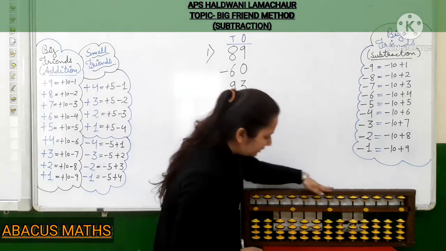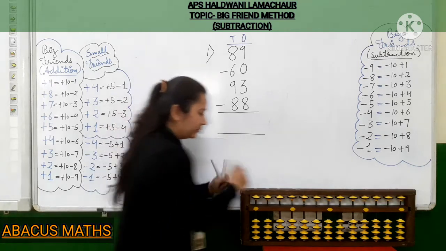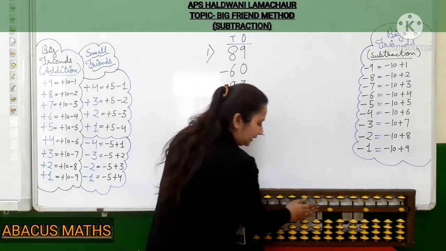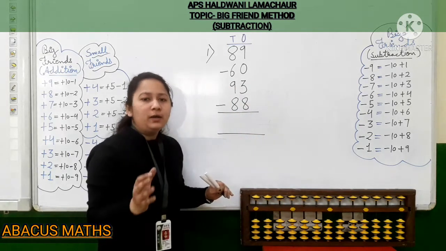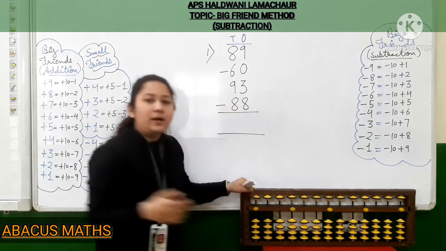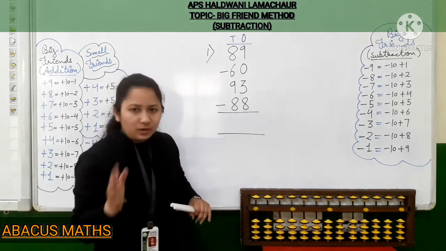Now as you can see, the tool is in front of you. A quick revision of the tool. The outer part is called the frame. This midline is called the value bar, or you can say bar. The beads which are up are called upper beads. The beads which are down are called lower beads.